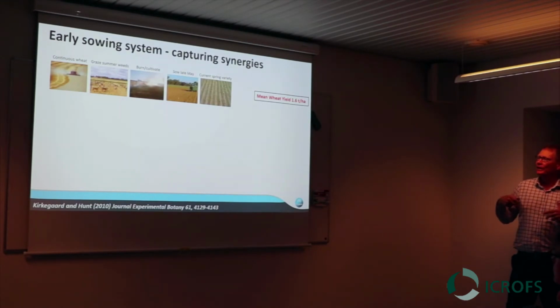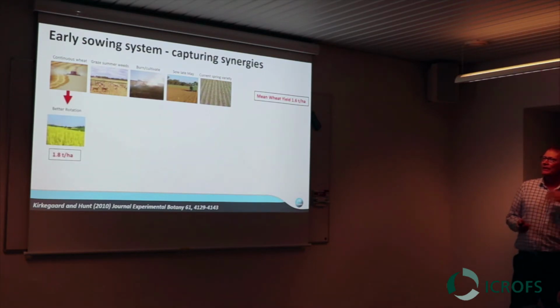Now, we did a lot of modelling and a lot of experiments to demonstrate that you can change different things about this system, and if you change things one by one, you can get some improvements in yield, but as I'll show you, if you change the whole system, that's when you get the best benefit. So, for example, if we shift from continuous wheat to having a better rotation, we could take mean wheat yield from 1.6 to 1.8. So it's a significant increase in yield, but it's not exciting.